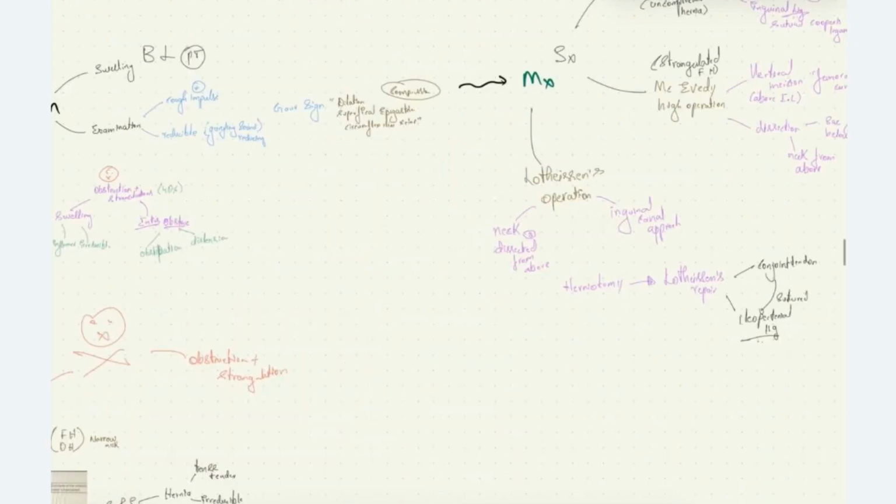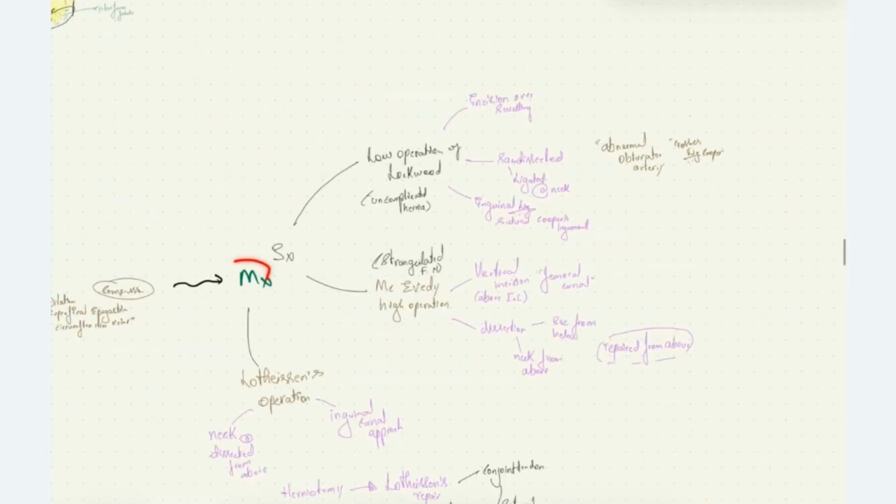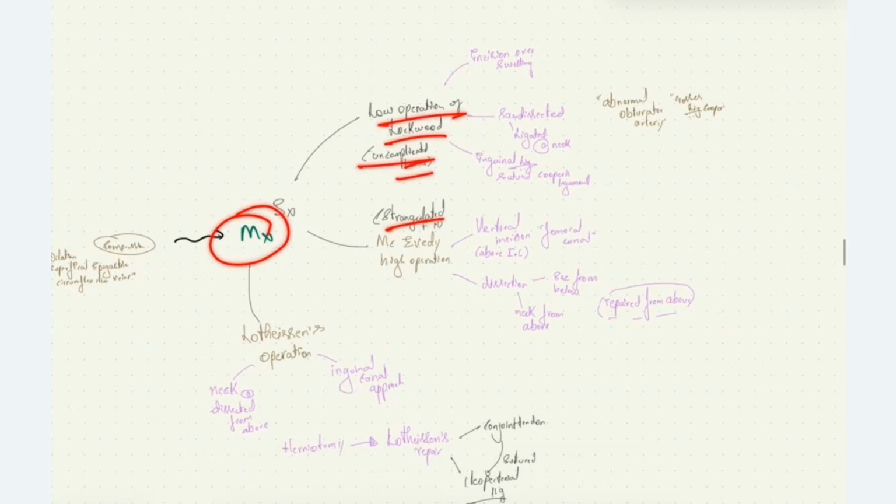The management of this condition: in uncomplicated hernia, the low operation of Lockwood; in strangulated femoral hernia, McEvedy's high operation and Lothison's operation. Thank you for listening.